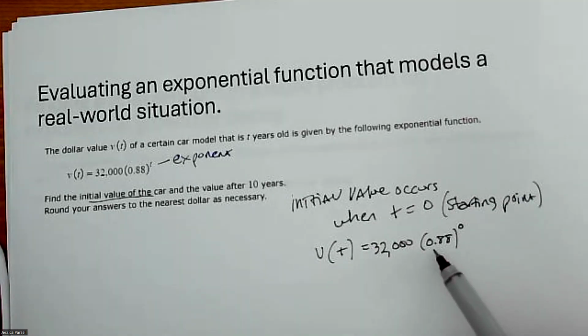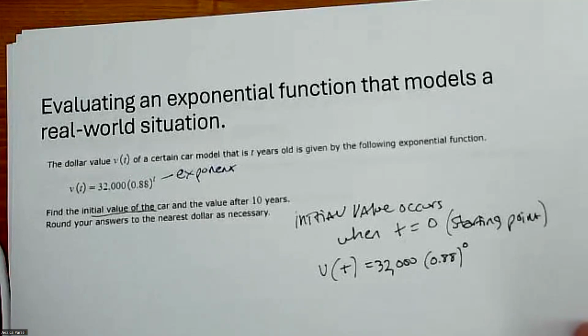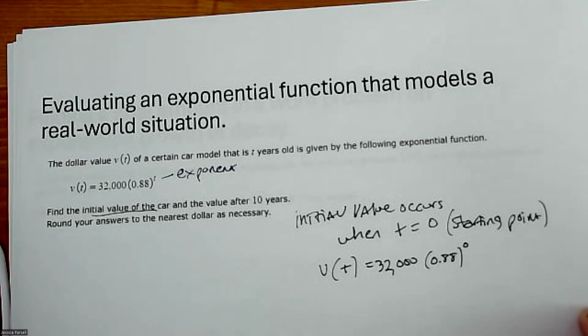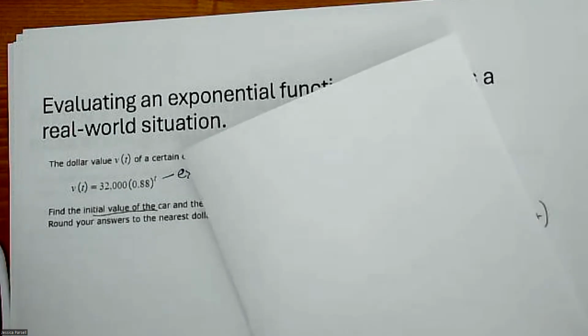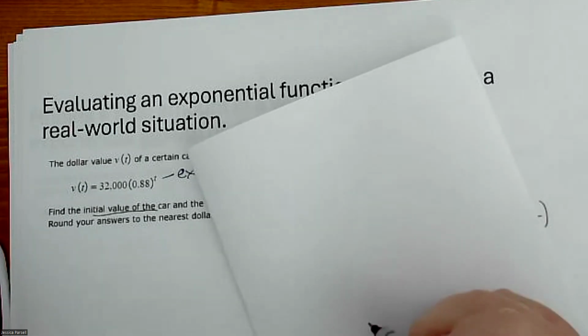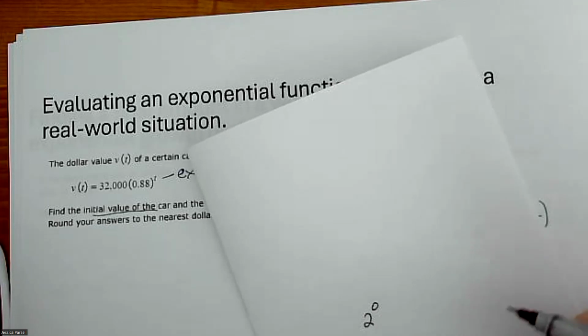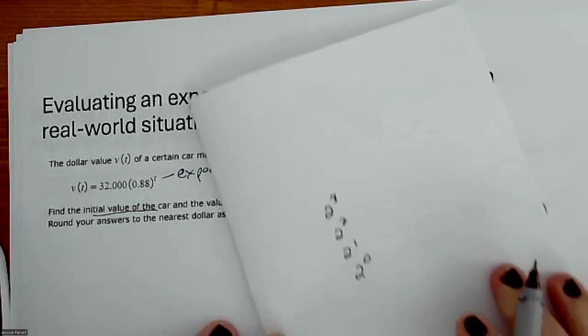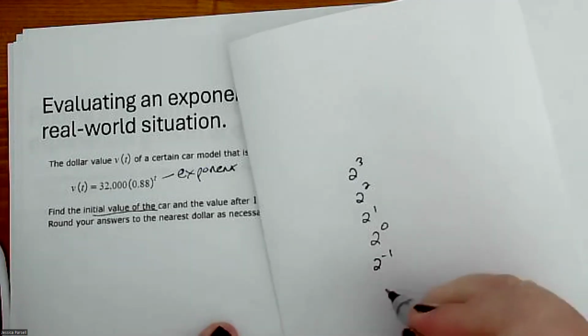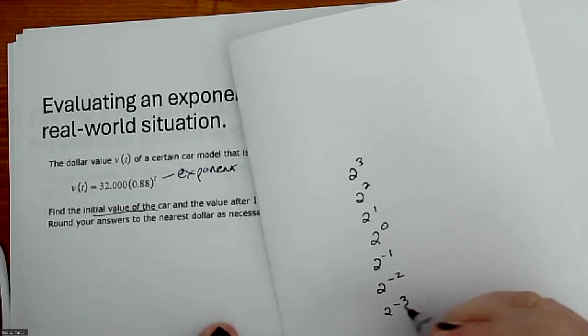All right, we're going to figure out what 0.88 to the 0 power is. Since we're working with exponents, I kind of want to do a little side thing here to help you in the future for week 14. I'm going to make you a little cheat sheet here that might help. Let's go with 2. So 2 to the 0 power, 2 to the first, 2 to the second, 2 to the third, and then we'll go 2 to the negative 1, 2 to the negative 2, 2 to the negative 3.